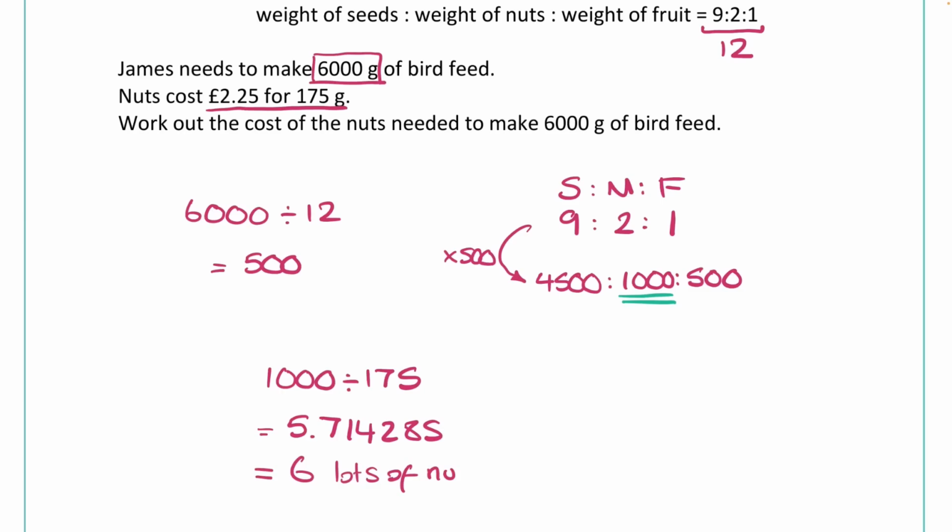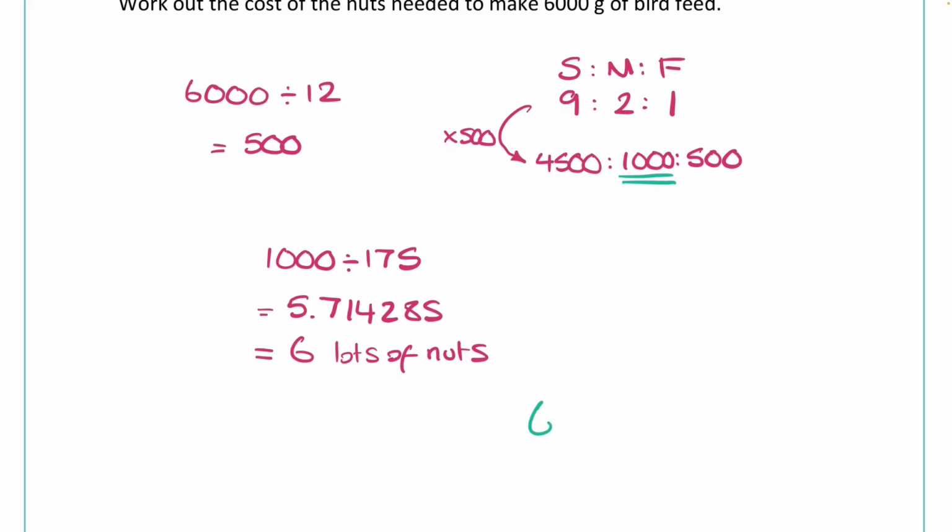It says that they cost £2.25 per bag. So here we would do 6 times the £2.25, and 6 times £2.25 is equal to £13.50. And there we go, there's our final answer, £13.50.